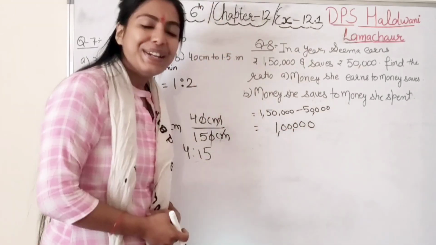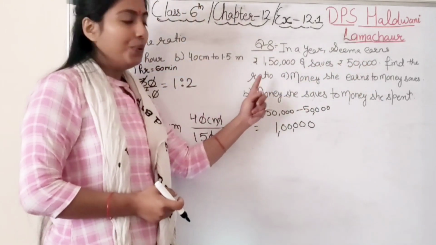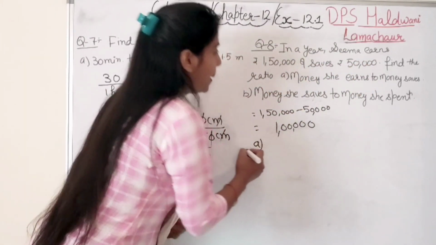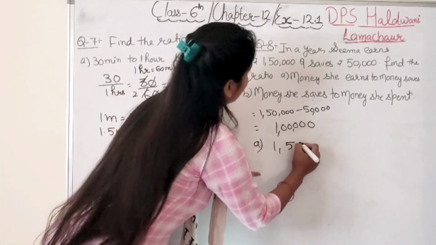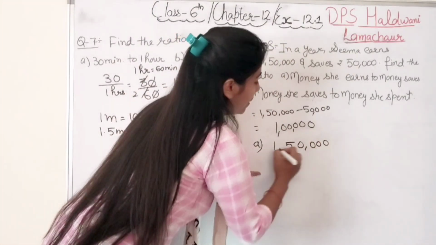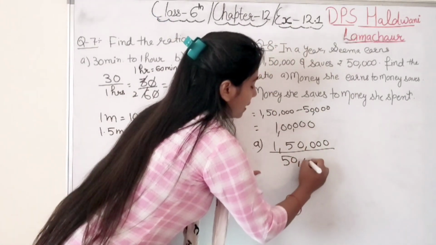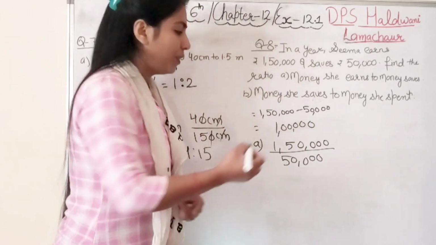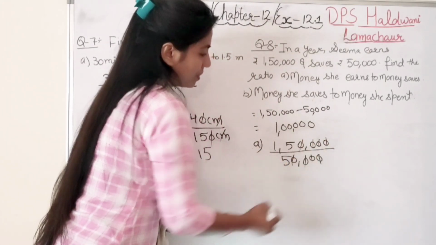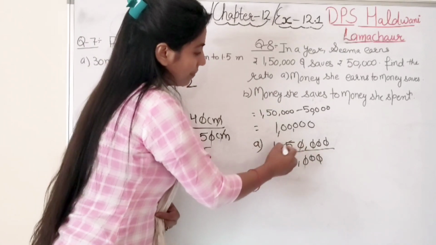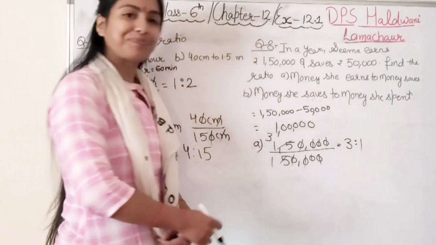Right? Now coming to the question, what is it asking? Find the ratio. A part, money she earns to money she saves. How much she earns? 1,50,000. How much she saves? 50,000 only. Now student, convert it to lowest term. 0, 0, 0 will cancel out 0. So 5 ones are 5, 5 threes are 15. So the ratio will be 3:1.